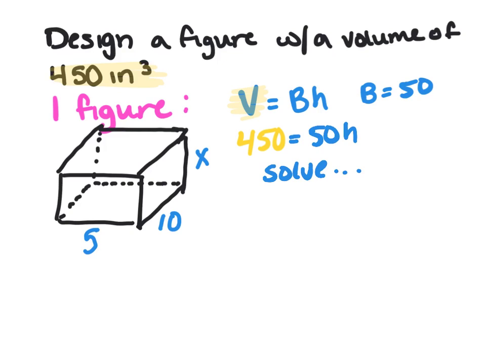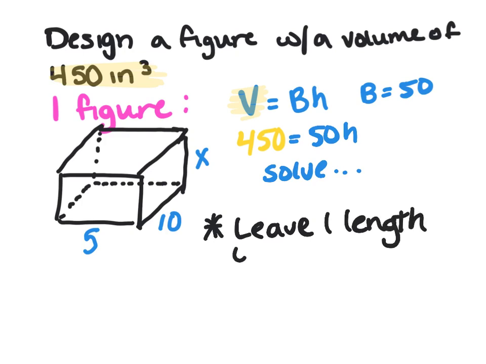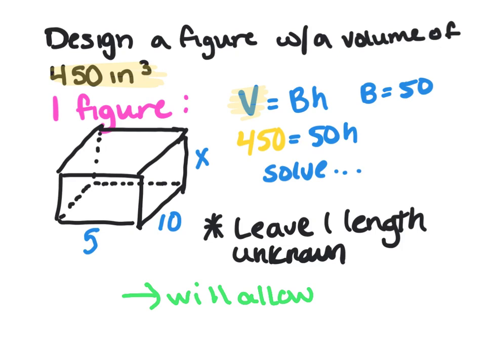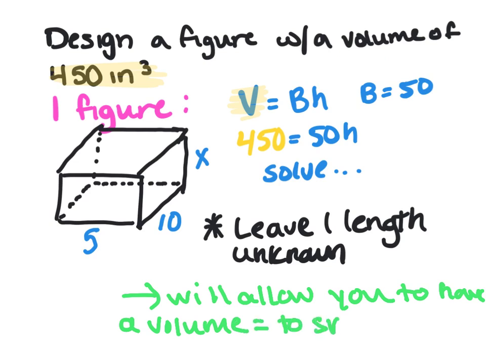Essentially what you're doing is you're going to leave one length unknown. And the purpose of doing this is that it will allow you to have a volume equal to what the sphere's volume was.